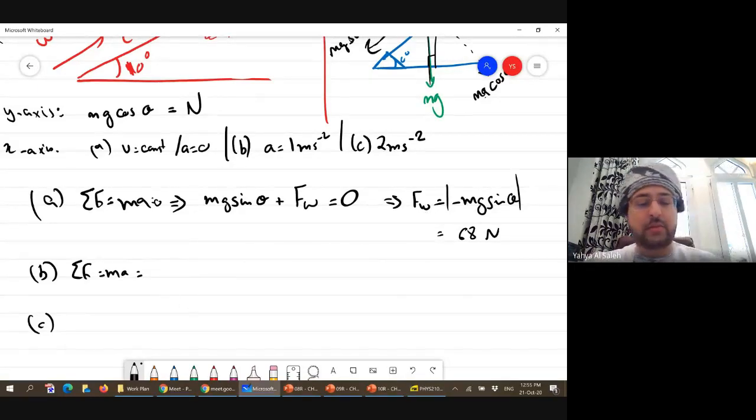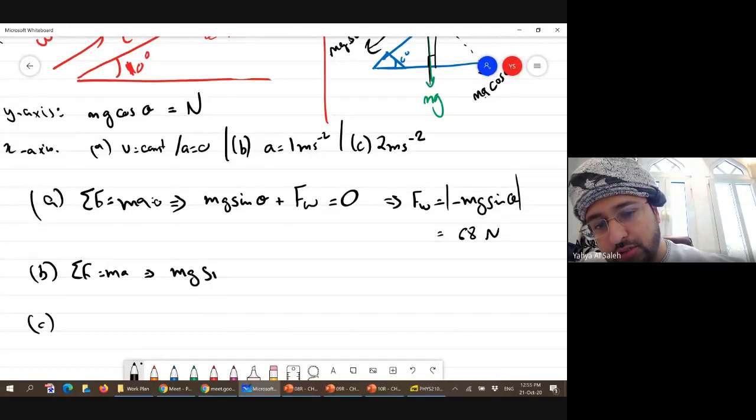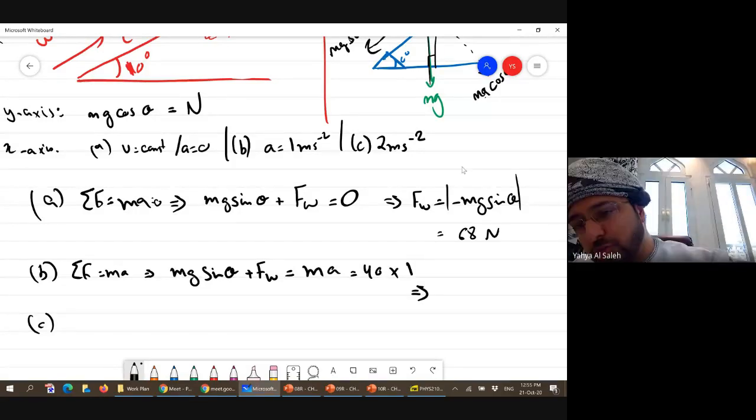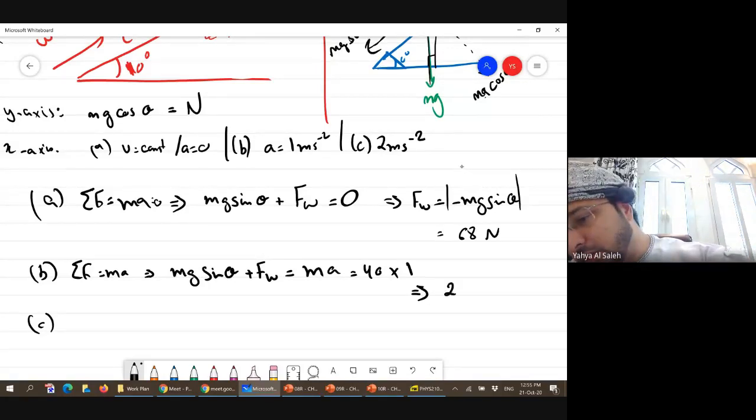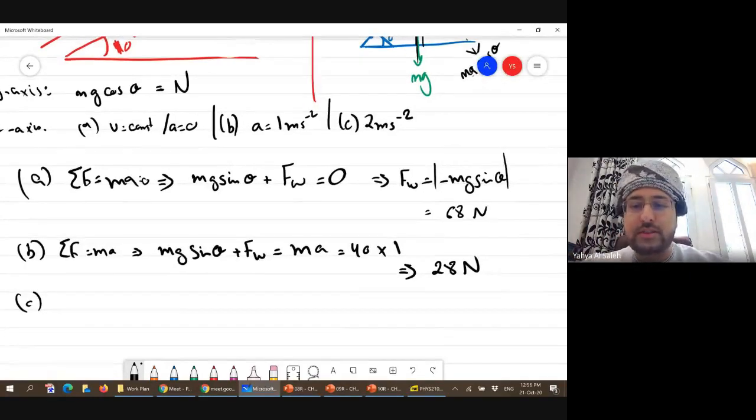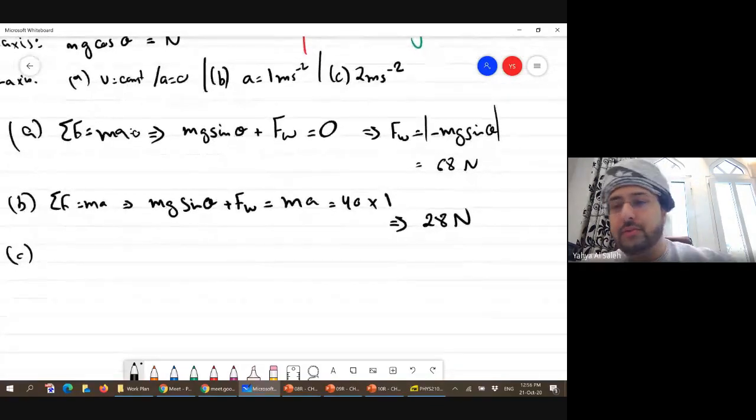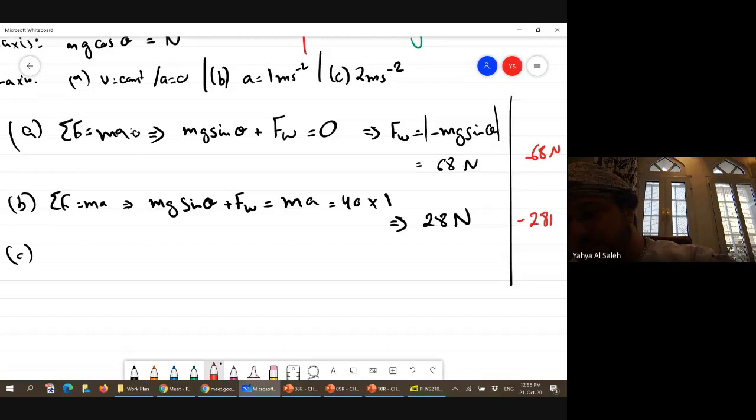The second case, sum of F is equal to MA. So mg sine theta plus FW is equal to MA, so 40 times 1, which means my wind force is going to be 28 newtons. So 68 minus 40. Okay, so here, without magnitude, it's going to be minus 68 newtons. Here it's going to be minus 28 newtons.